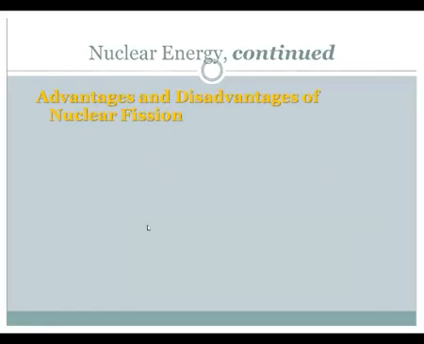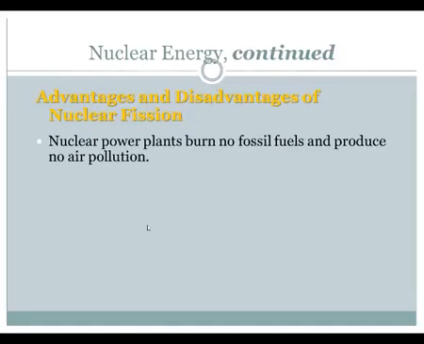There are a number of advantages and disadvantages to nuclear fission. Advantages are that when we use nuclear fission as a reaction, we burn no fossil fuels, so we produce no air pollution. When we're burning fossil fuels, we're releasing different carbon compounds into the atmosphere. Carbon compounds are thought to be causing some type of warming in our atmosphere. They're thought to trap heat. When we aren't burning fossil fuels, we aren't producing that air pollution.